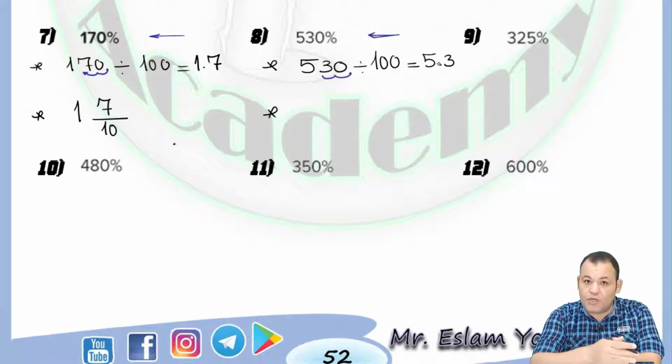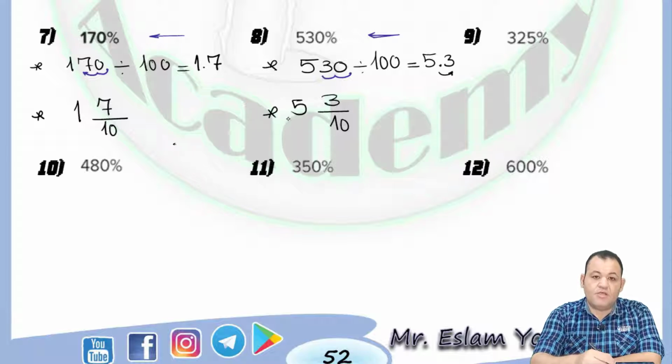Because it's more than 1, it will be a mixed number. So we just write here 3 over. The decimal point, there is only one digit at the right of the decimal, so it will be over 10. The whole number will be equals 5. So it will be 5 and 3 over 10. 3 over 10 is the simplest form.